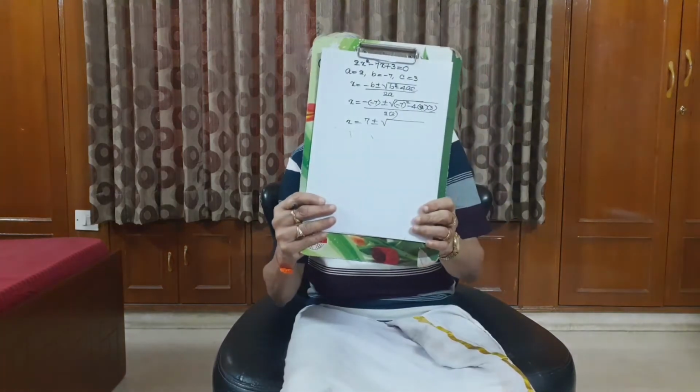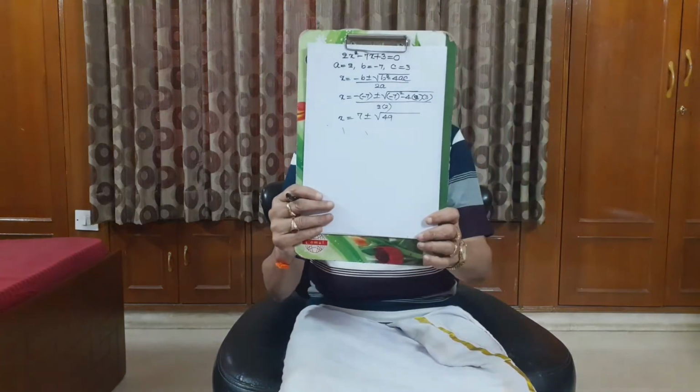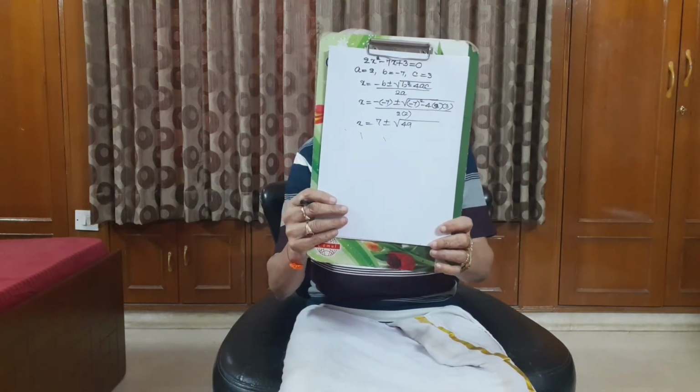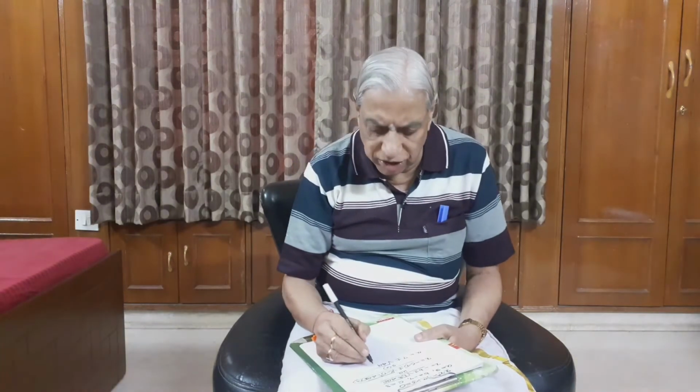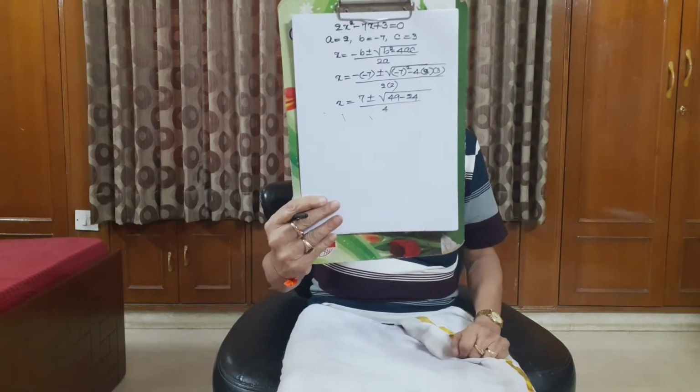Or x is equal to minus of minus 7, that is plus 7, plus or minus square root of, what is minus 7 the whole square? Plus 49. You write 49. Then minus 4 into 2 into 3. 4 into 2 is 8. 8 into 3 is 24. You just write minus 24. Whole divided by 2a means 2 into 2, that is 4. I have simplified like that.